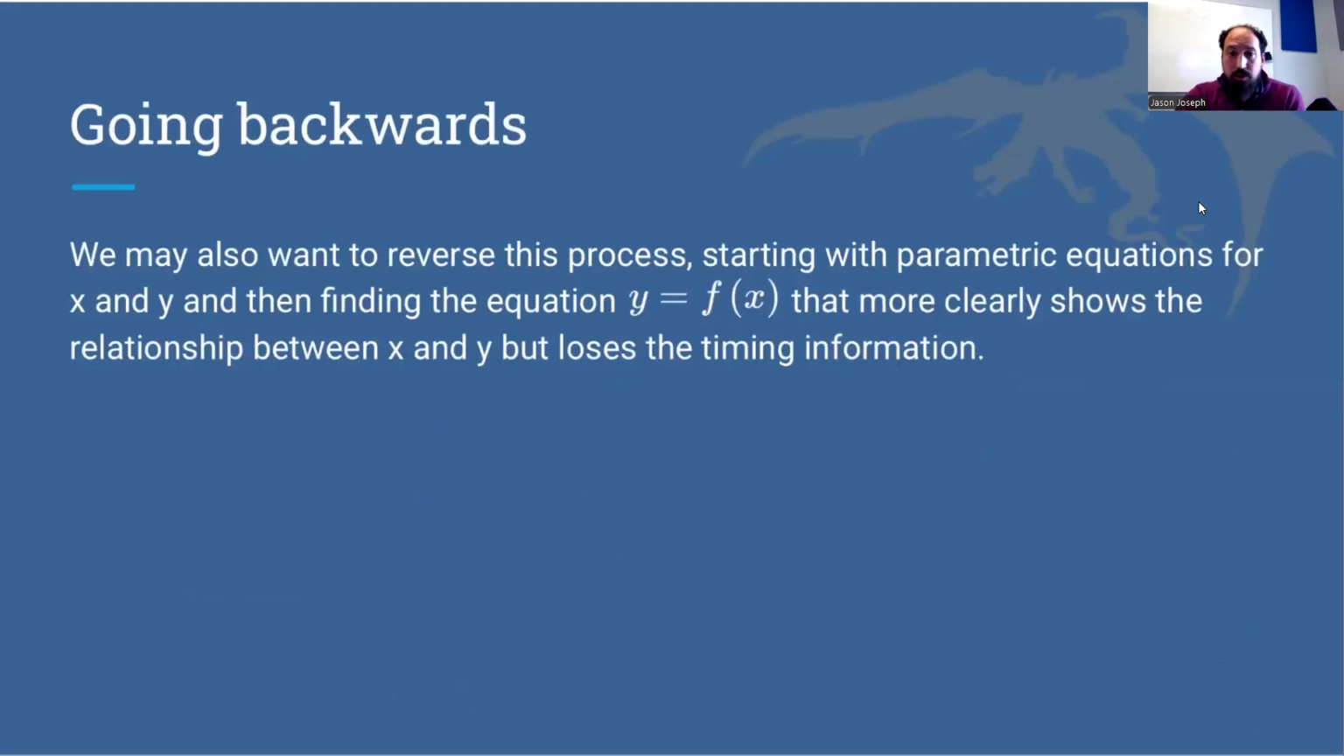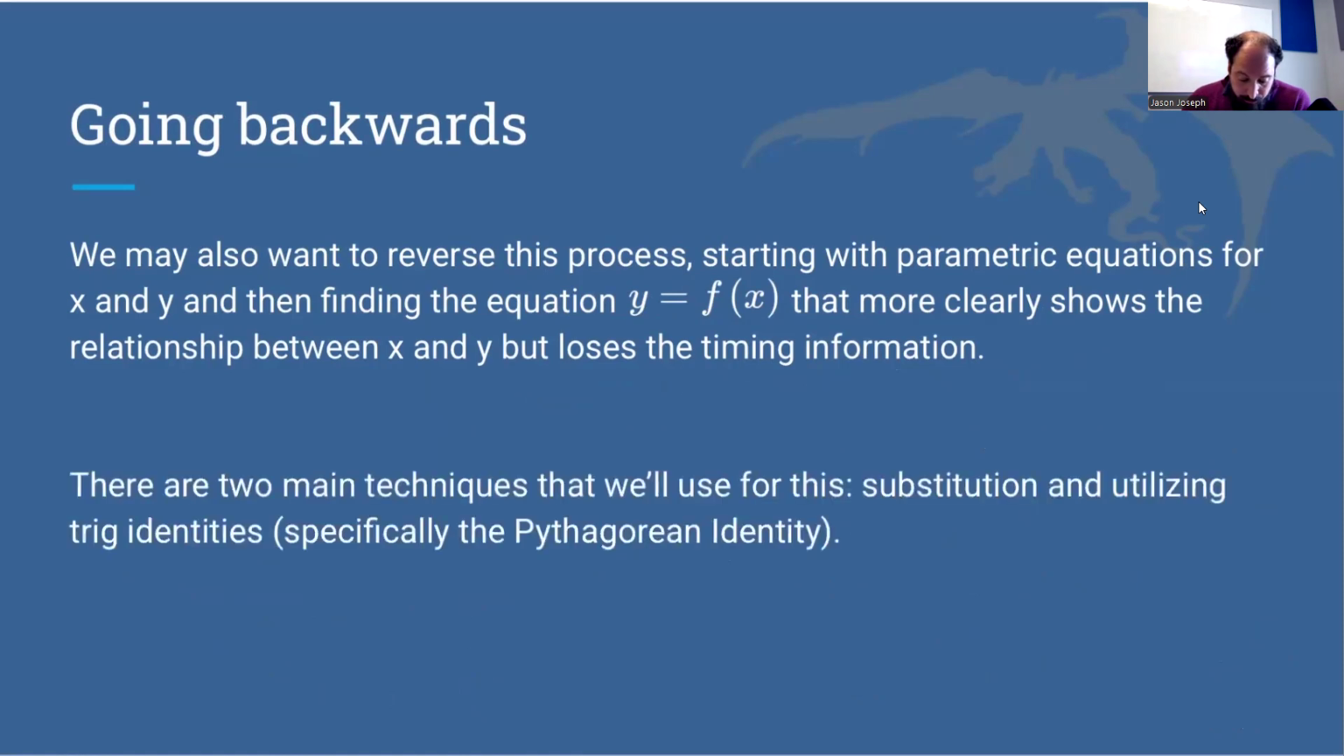We also may want to go backwards. So starting with your parametric equations, x of t and y of t for a given curve, we may want to go backwards and find y as a function of x, or an equation that has x's and y's in it and no more t's, right? To know what sort of shape the curve lies on. And this is a little bit ad hoc, as you'll see in the examples, but we basically substitute, and sometimes we use the Pythagorean identity.